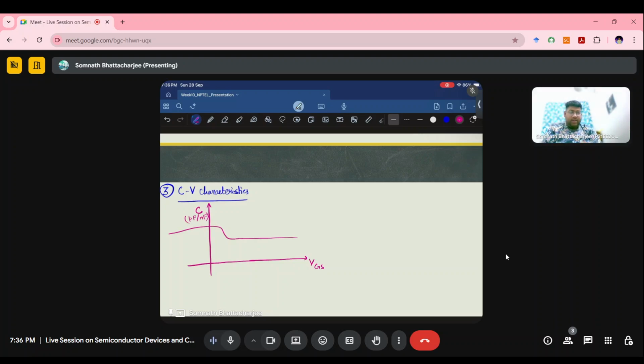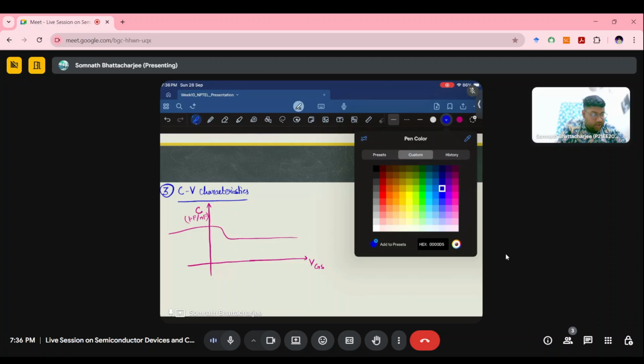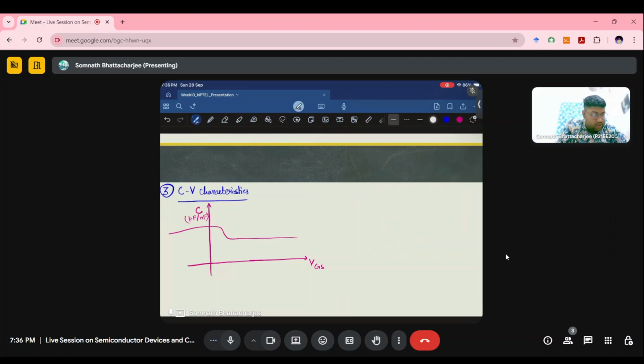Based on these three characterizations, or these three curves of a single device, we have to estimate the key parameters of these devices. So the first key parameter we need to know is that, just a second.